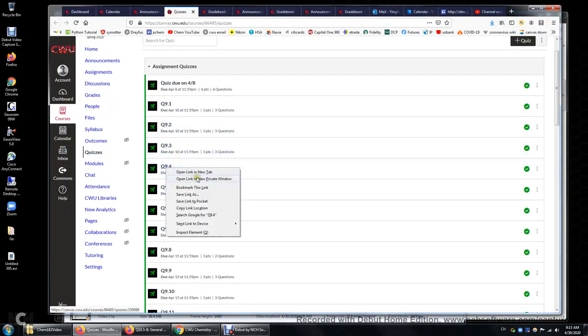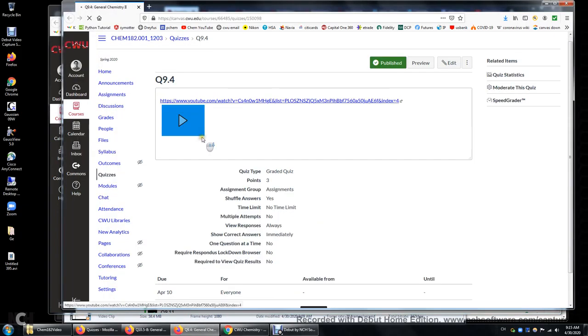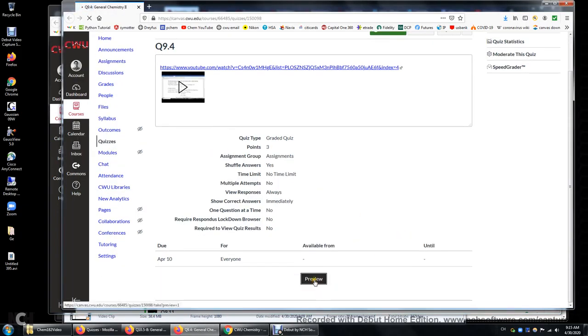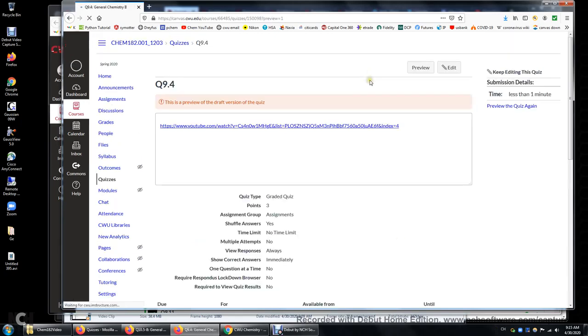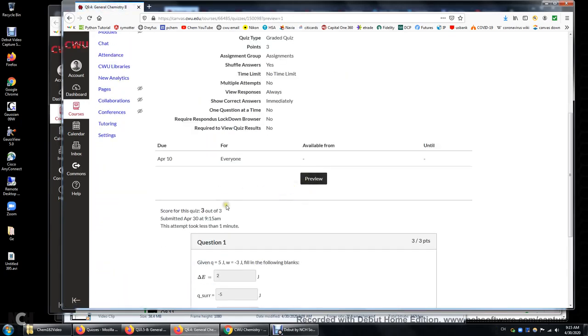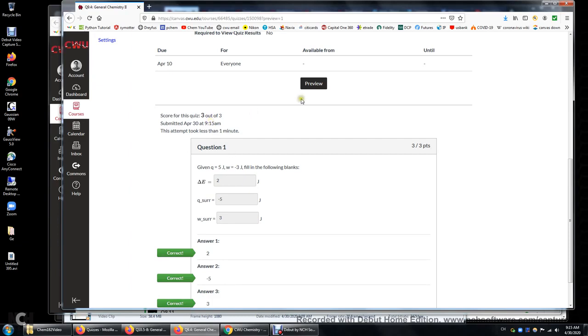Let's do 9.4. Delta E is equal to Q plus W, so we put 2 here. Q surroundings is the opposite of Q, so negative 5. Work surroundings is negative work, so 3. All right, submit. Three out of 3.